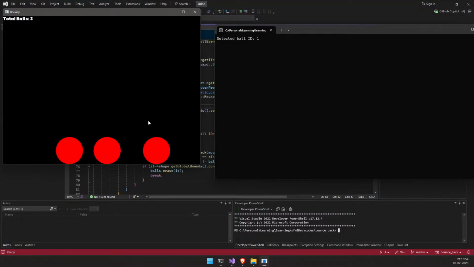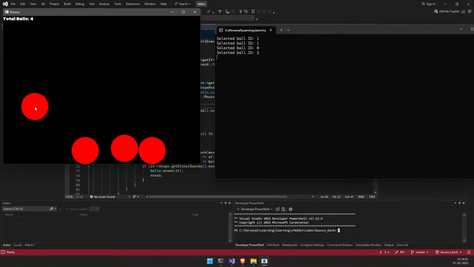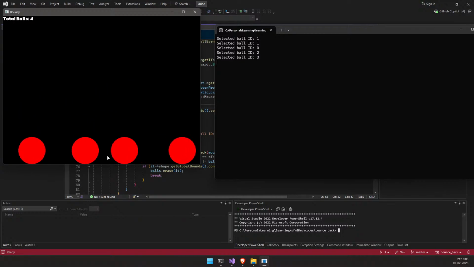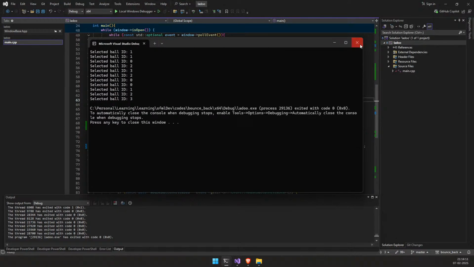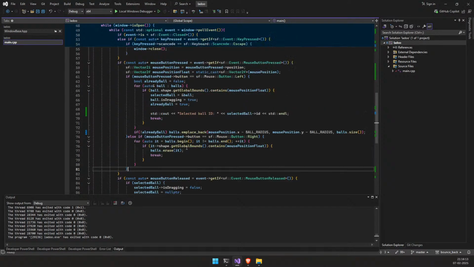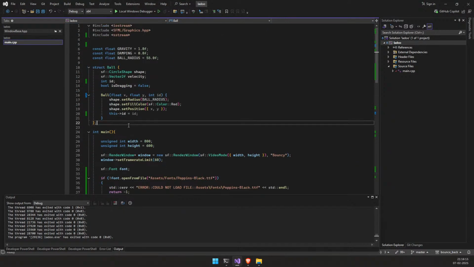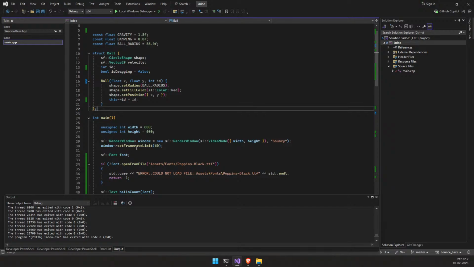Let's see if I pick this and catch this one. This is one. This should be zero. This is two. This is three. One, three, four. So ID is added. Nice. Before that, we break this into classes.